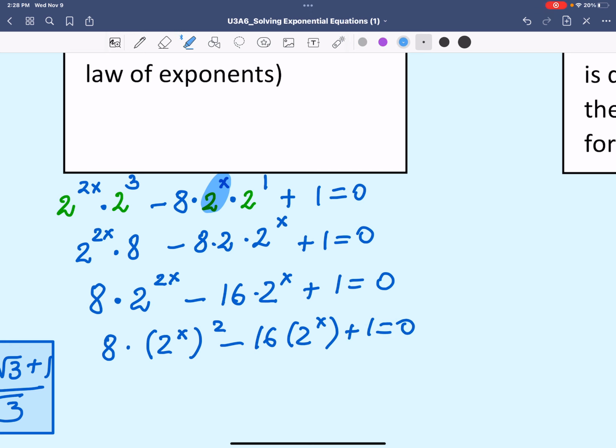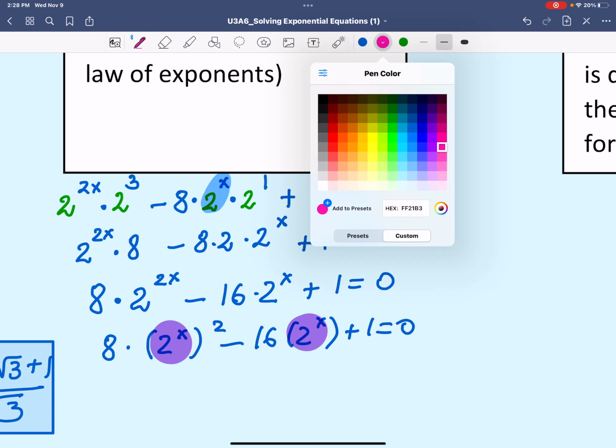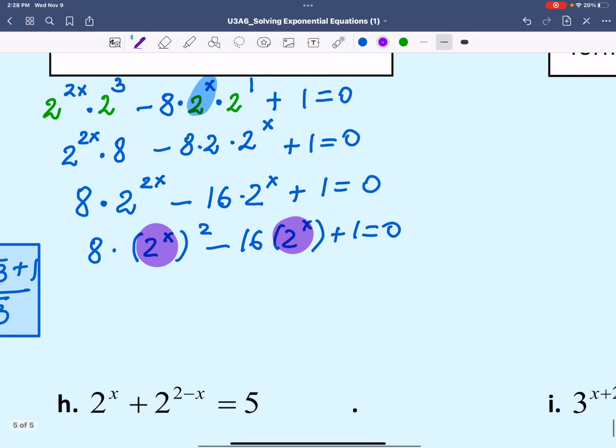And notice that now we ended up with 2 to the power of x, right, as our main variable for now. So this is to the power 2 with coefficient 8. Now we have 2 to the power of x with coefficient 16, and then plus 1. So if we use a helping variable here, the equation would look exactly quadratic. So we have 8a to the power of 2 minus 16 times a, and then plus 1 equals 0. So this is a quadratic equation. We're going to try to solve this as a quadratic equation.